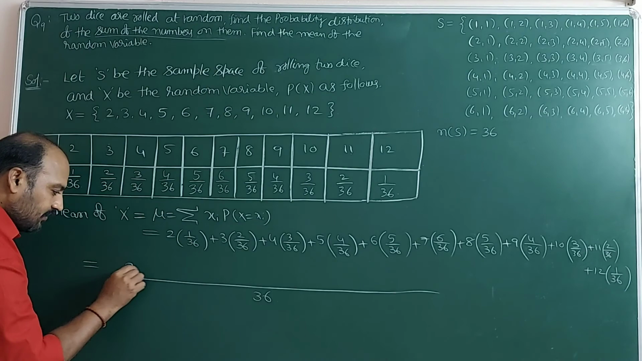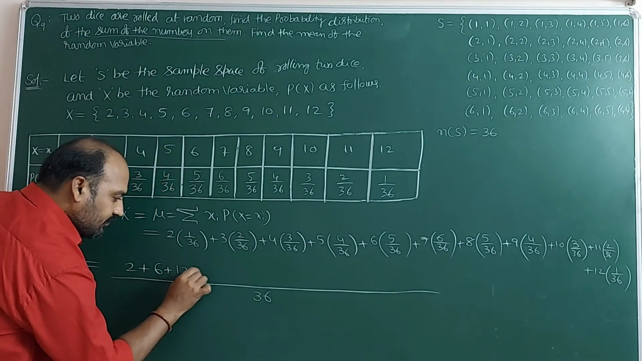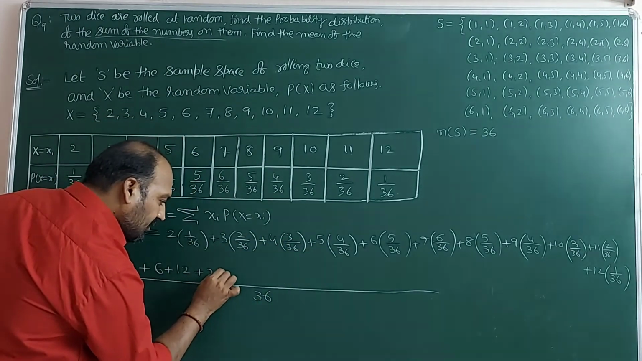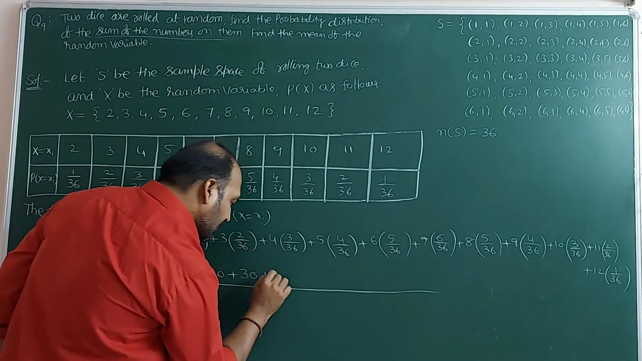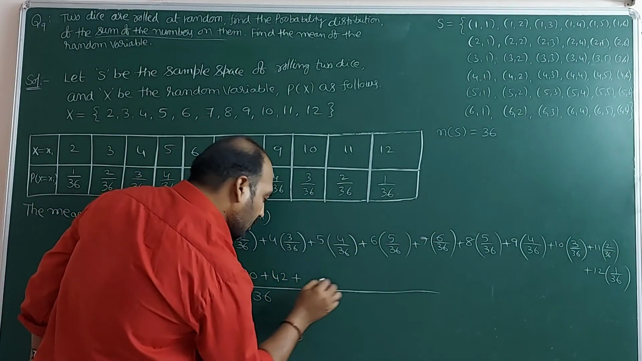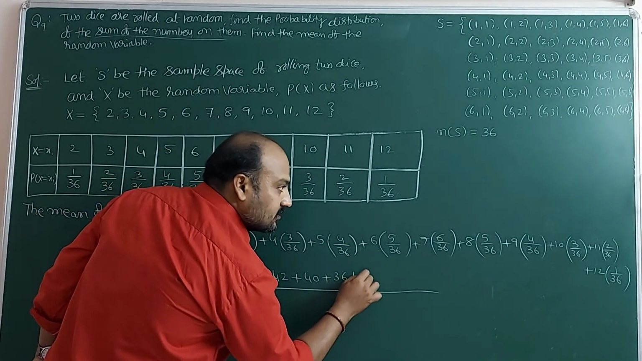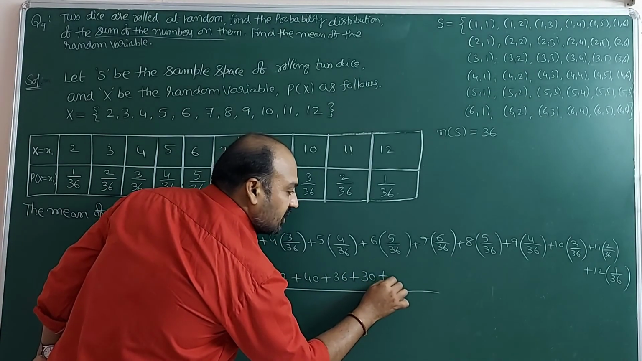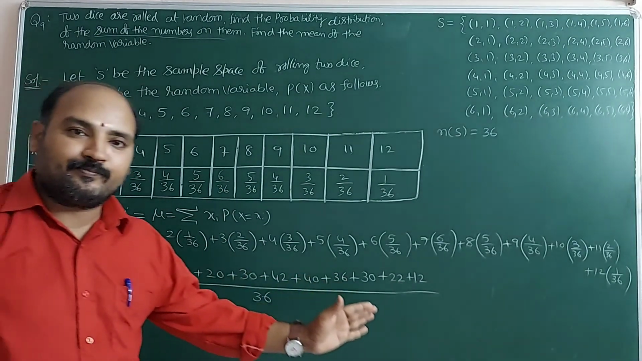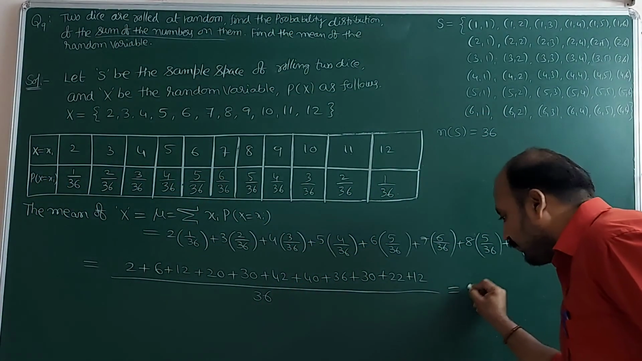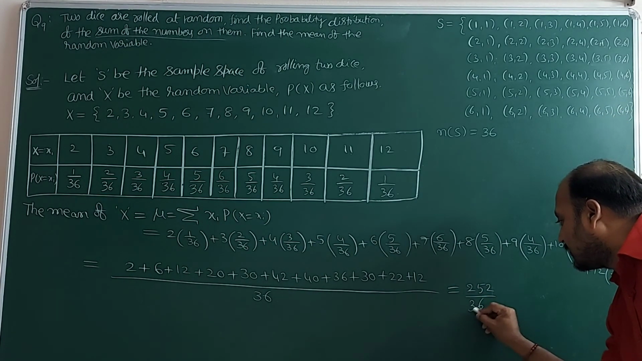So 2 into 1, 3 into 2 is 6, 4 into 3 is 12, 5 into 4 is 20, 6 into 5 is 30, 7 into 6 is 42, 8 into 5 is 40, 9 into 4 is 36, 10 into 3 is 30, plus 11 into 2 is 22, plus 12 into 1. So if we do that, this sum is equal to 252. 252 divided by 36.